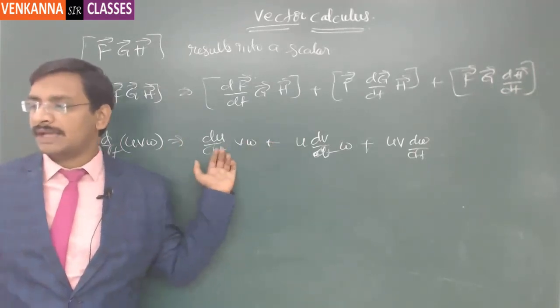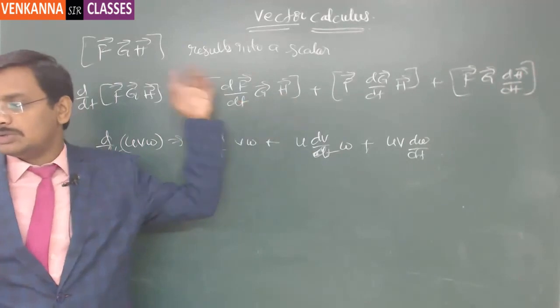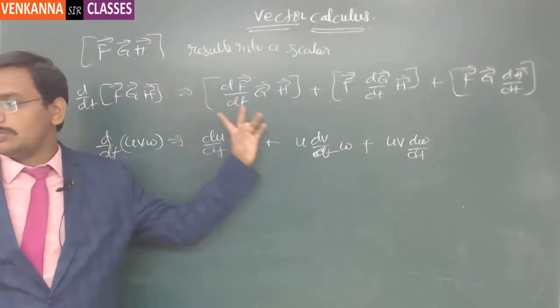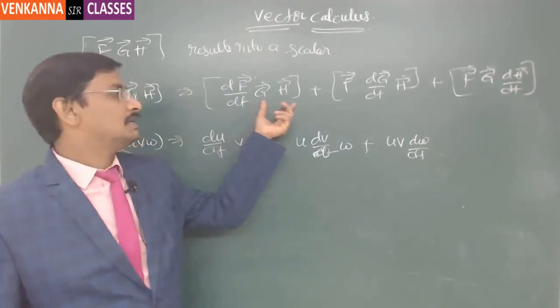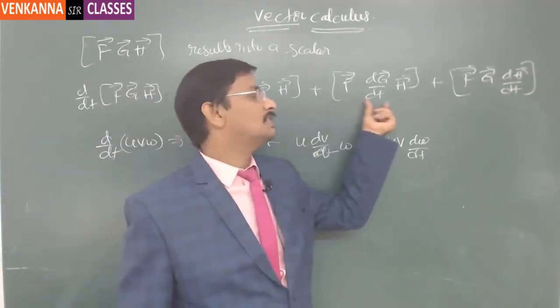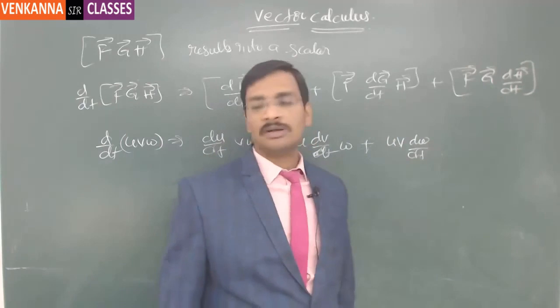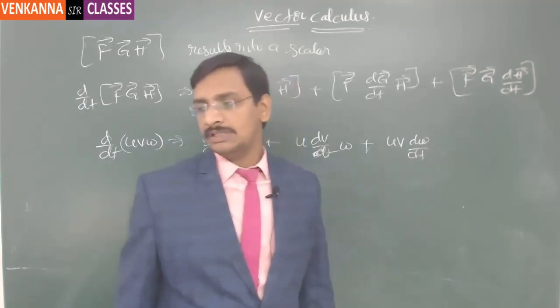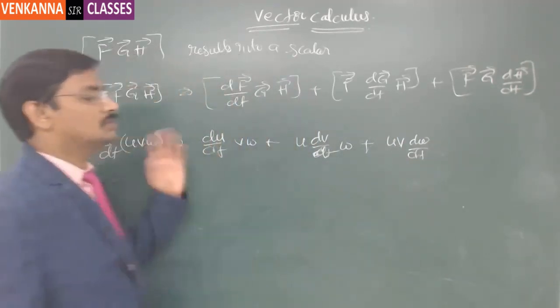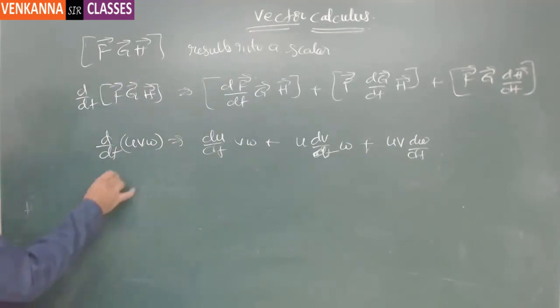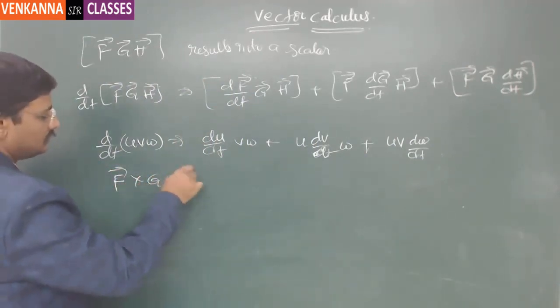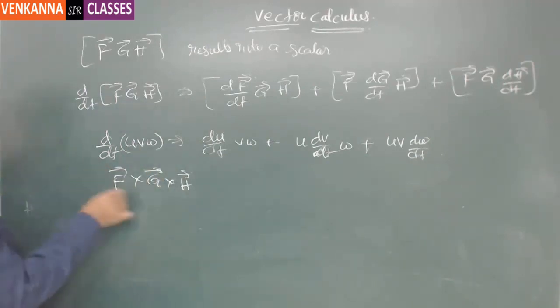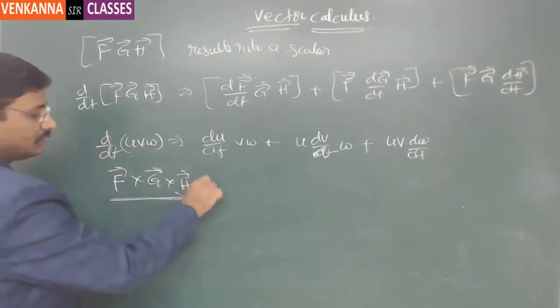Exactly the same thing we are doing here. This is the scalar triple product, and for that you apply it: the scalar triple product for df by dt, g, h, the scalar triple product for f, dg by dt, h, and the scalar triple product for f, g, and dh by dt. Right? So this is how you will be applying it. Now in exactly the same manner, if there is f cross g cross h, this is the vector triple product, where all three are vectors and the result is also a vector.